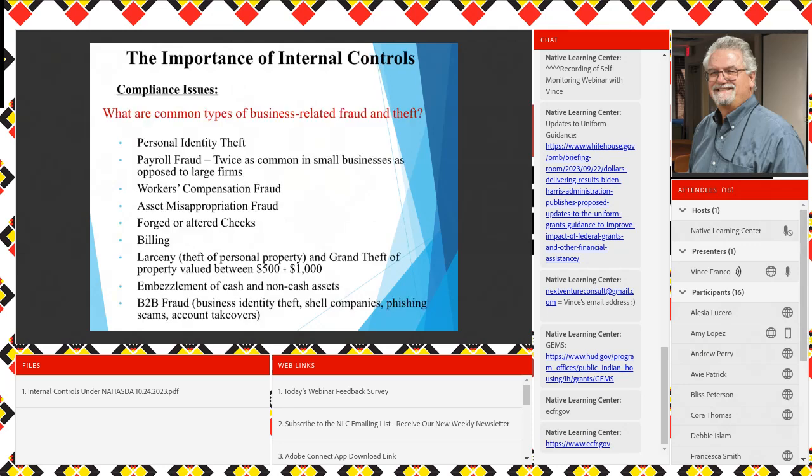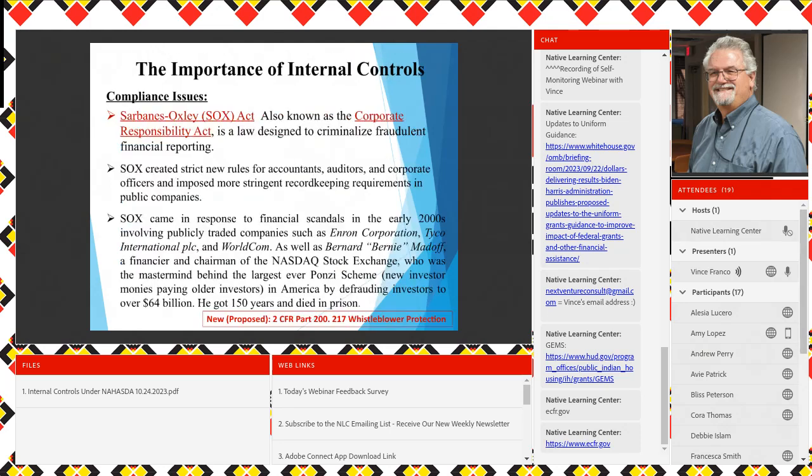Here's just a list of different types of business-related fraud and theft. And you can imagine there's all kinds of things that can overlap into what we're doing. And all of these as an aggregate, as a bundle, are being considered. But another one, do I have it here?